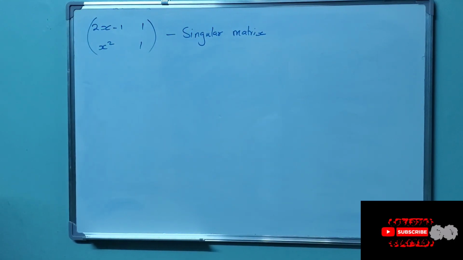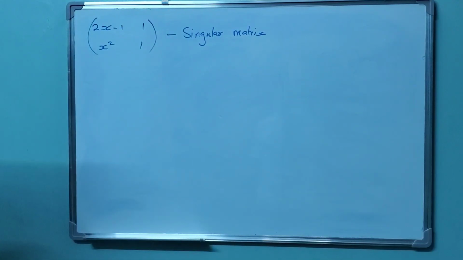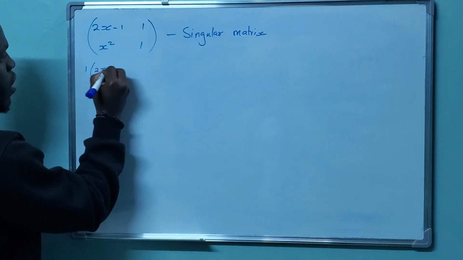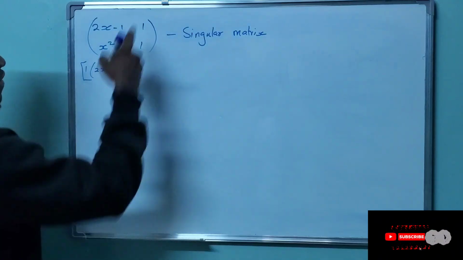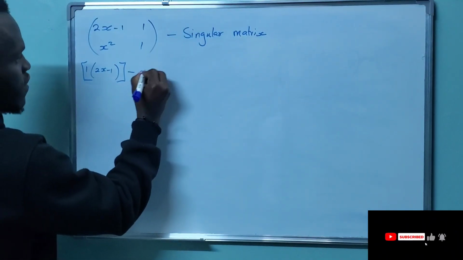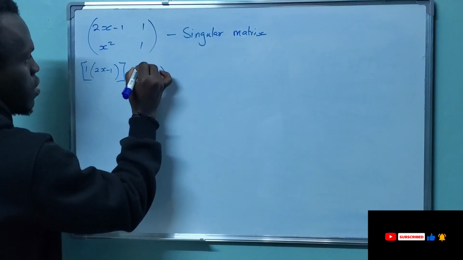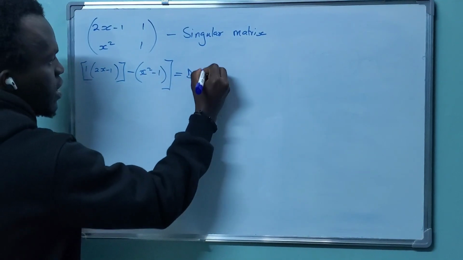Number one thing you have to know, singular matrix, their determinant is 0. And you know, for us to get the determinant is the difference between the product of the lead diagonal and the product of the end diagonal. So let us get the product of the lead diagonal, that is 1 multiplied by 2x minus 1, minus the end diagonal, which is x squared minus 1. Then this one is going to give us the determinant.